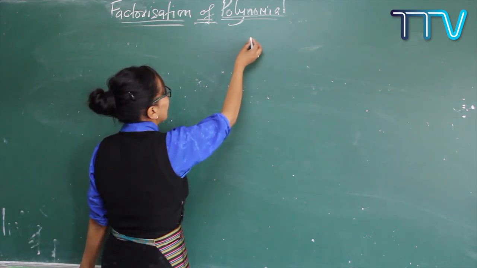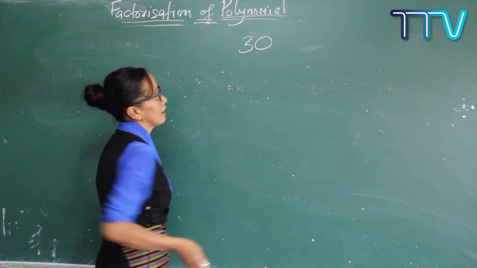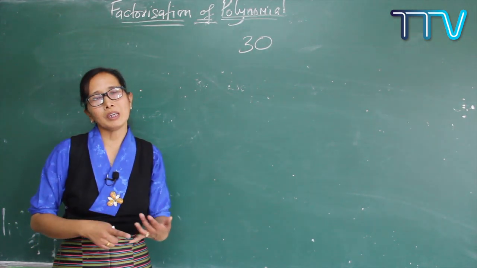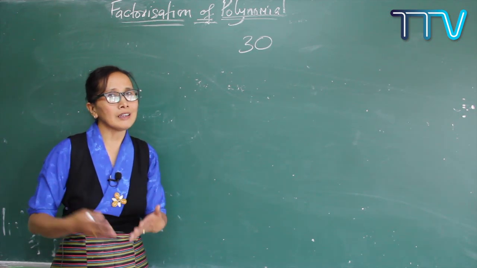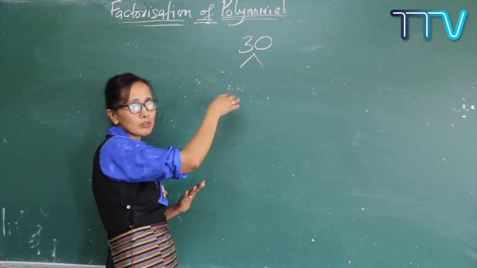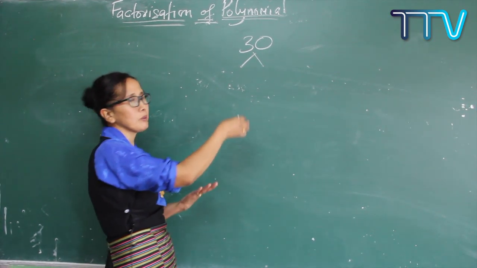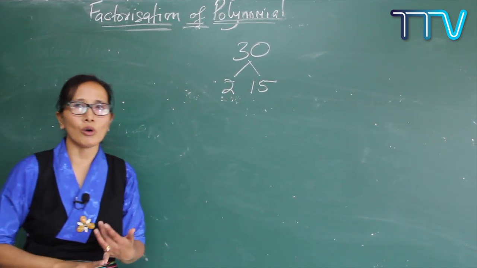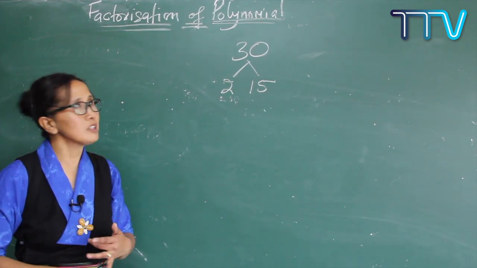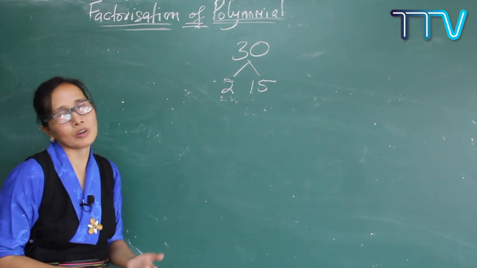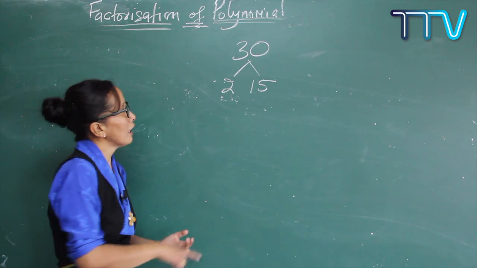For example, 30. When I give the example 30, what are the factors of 30? How did you find the factors of 30 earlier? I'll just revise. So many factors are there, so let me check one by one. 2 multiplied by 15, you are getting 30, as you all know. So here 2 and 15 are the factors of 30, but we still have a few more factors.